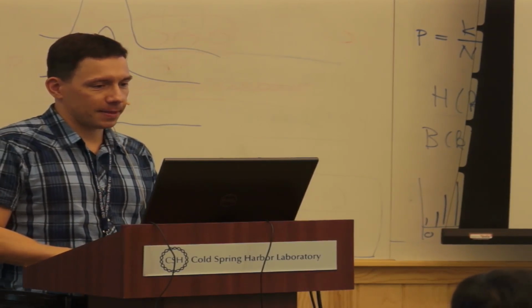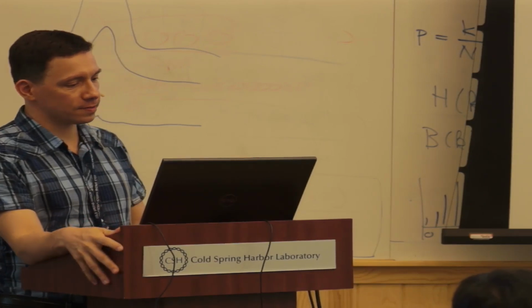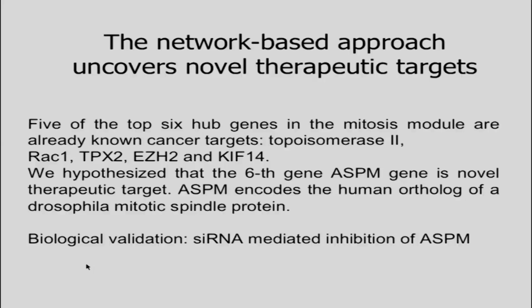All right, so another thing you could ask is, well, what is known about the hub genes in this Brown mitosis module? It turned out that 5 of the top 6 hubs were all known cancer targets. And for the 6th gene, at the time, little was known about it, but then my colleague Paul Michel validated that this 6th hub, the ASPM gene, really related to cell proliferation. After you use siRNA-mediated inhibition, the cell lines stop proliferating. So it was a validation of that.